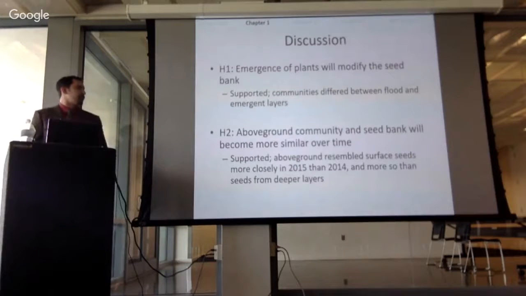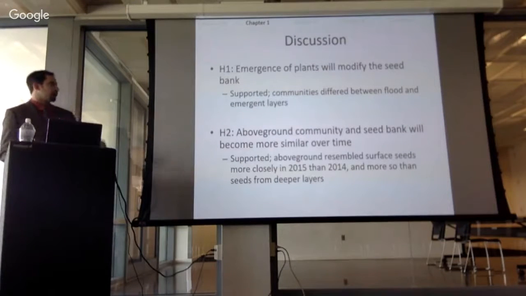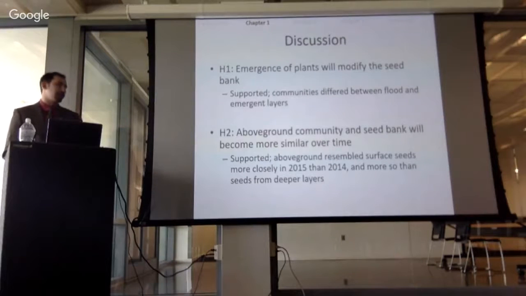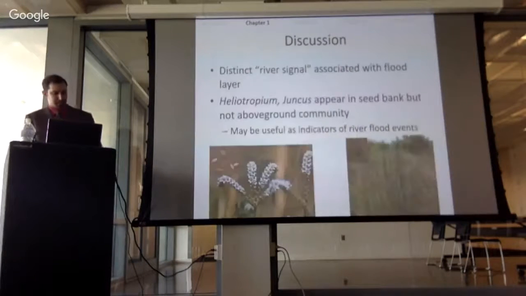So I can conclude that both my hypotheses were supported. Definitely a distinct community between the two layers, and an increase in similarity as the seed bank gets more and more recent, suggesting that the local community is contributing to the seed bank. Those seeds are then contributing back to the local community.